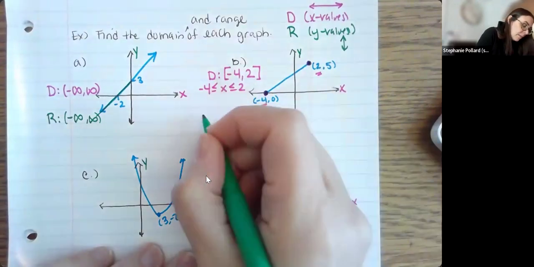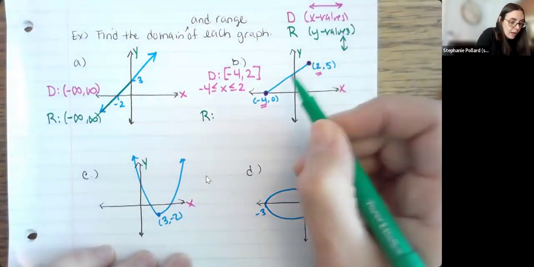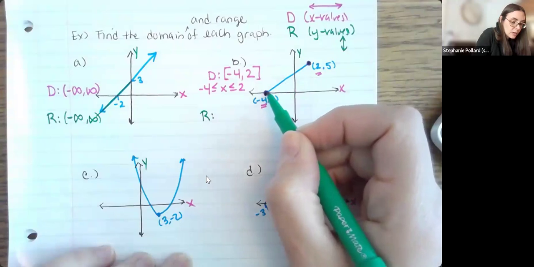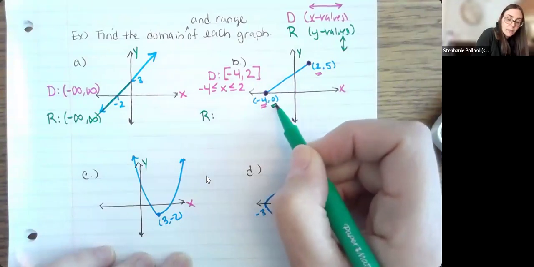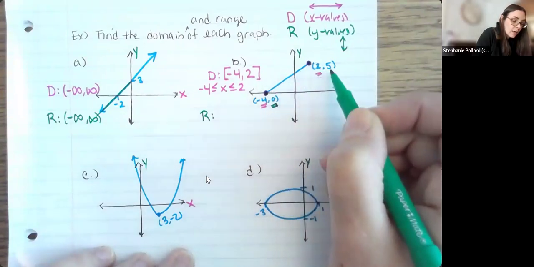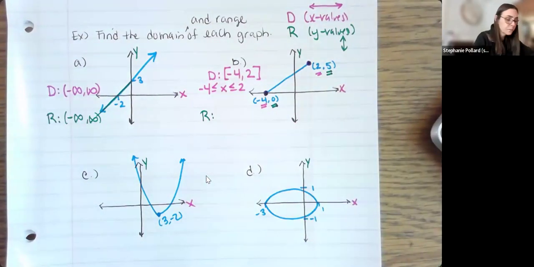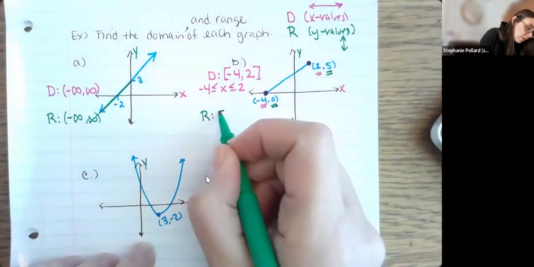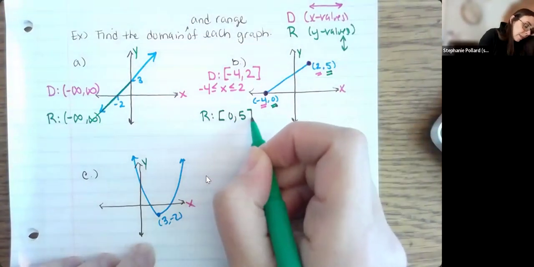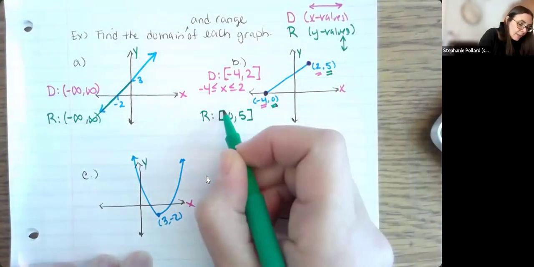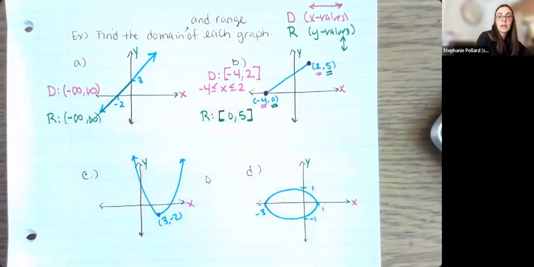In the case in B, though, it's not the same. If I follow the graph, it does stop here. So the lowest it goes is 0. And the highest y value it goes to is 5. And again, there's no holes or breaks or anything in the middle of it. So we're going from 0 to 5 in this case. Again, because these are closed circles, I am including the endpoints, so I'm using brackets there rather than parentheses.